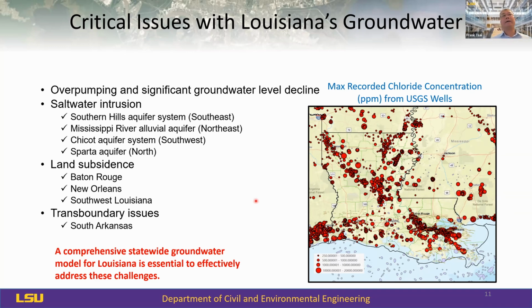That also creates land subsidence because of overpumping. We have land subsidence in Baton Rouge, New Orleans, and the southwest of Louisiana. We also have transboundary groundwater issues, especially competing groundwater use with South Arkansas through the Sparta Aquifer. So it's very important to know that a comprehensive statewide groundwater model for Louisiana is really essential in order to effectively address these groundwater challenges.